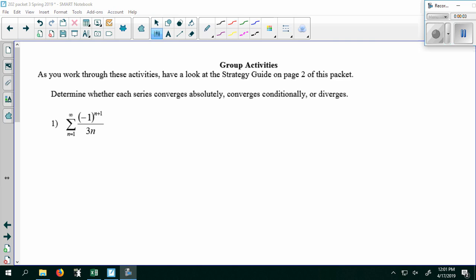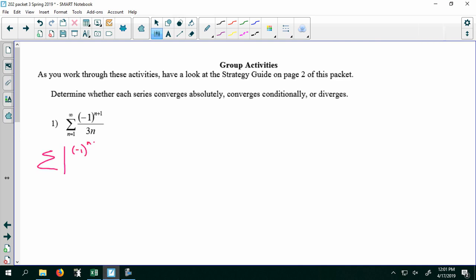All right, we're trying to determine whether each series converges absolutely, converges conditionally, or diverges. In these kinds of questions, it makes sense to start with the absolute value of the sum. So I'm going to check absolute convergence first, the convergence of the absolute value. I want to look at the sum of the absolute value of (-1)^(n+1) over 3n.